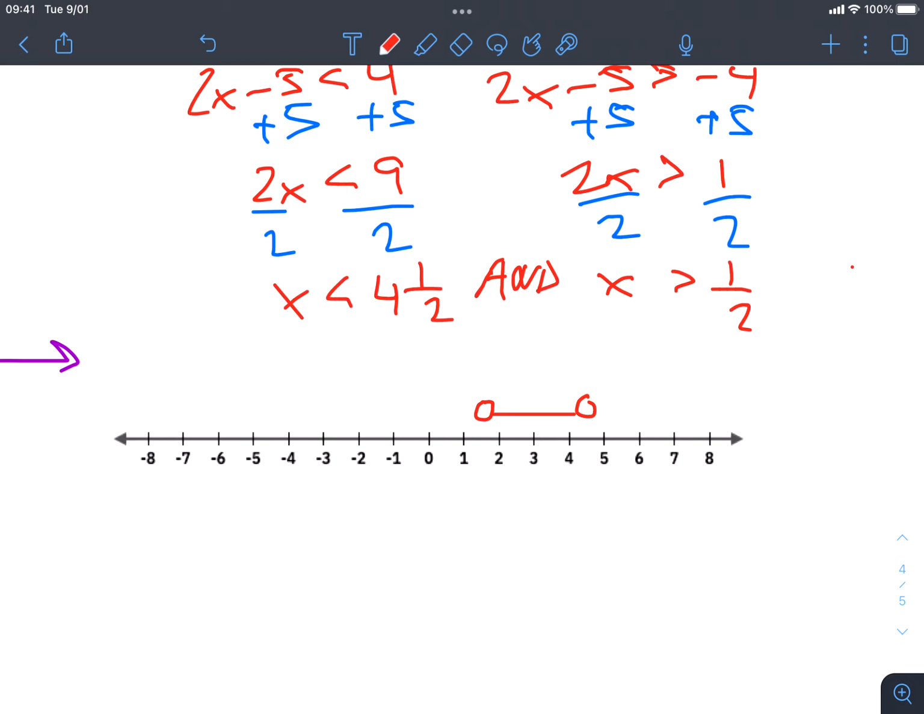And I know that with an and inequality, I can write it as a compact or combined inequality, such as this. I put my less than symbols because the circles are open. I put my lowest number first and my highest number last, and there you go.